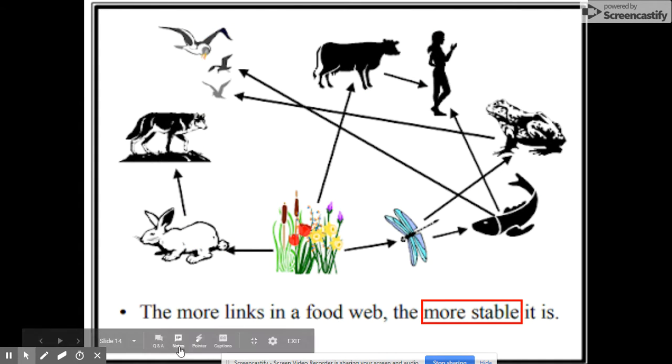All right, next one. The more links in a food web, the more stable it is. So you've probably seen some food webs where you may have like 4 organisms in. There's not a whole lot of biodiversity. So if something dies out, then competition increases and that causes problems for that ecosystem. We don't want organisms to die out. We want that variety so things can continue to move forward. So this one has some pretty good variety.